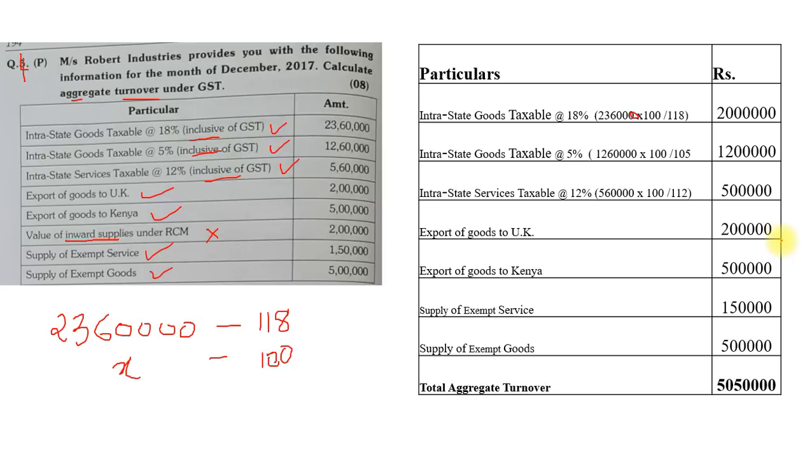So that's the value of aggregate turnover under GST, 50 lakh 50,000 for Messrs. Robert Industry. Very simple, just need to add up and get the totals. You just have to be careful for inclusive, you have to cross multiply and get the values. Okay, so this was question number 4P. Next, 4Q, the last question of the question paper.